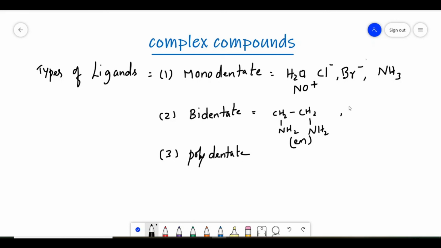Next, you can also take one more, which is COO minus, and this is generally denoted by ox, and this is nothing but oxalate ion. And when coming to polydentate, there will be more than 3 binding sites: 3, 4, 5, 6. In our syllabus, we have only coordination number up to 6. And a best example for polydentate, I am writing hexadentate.